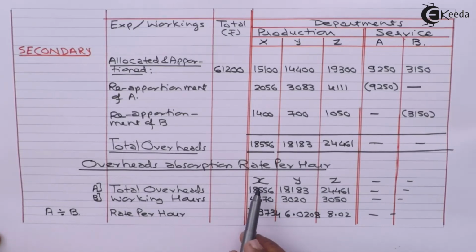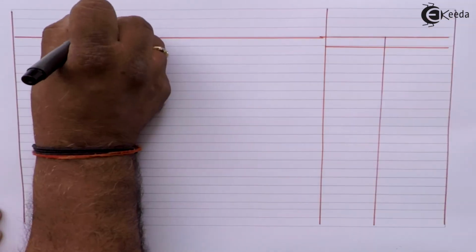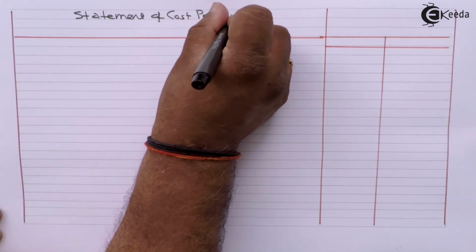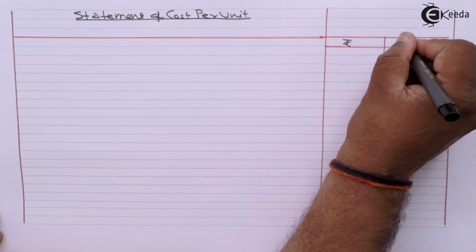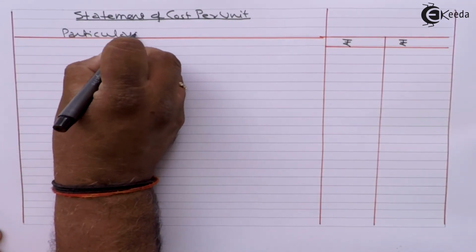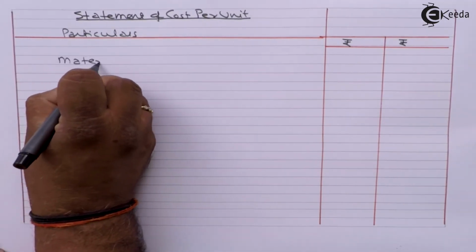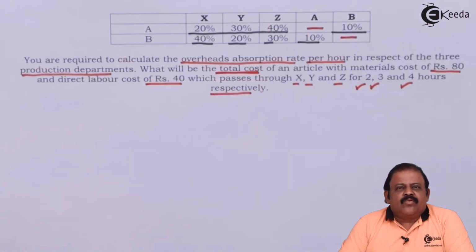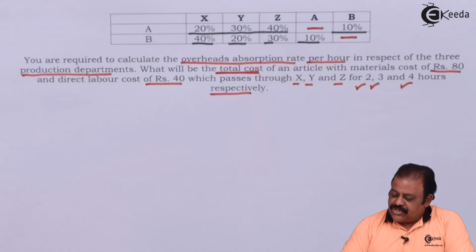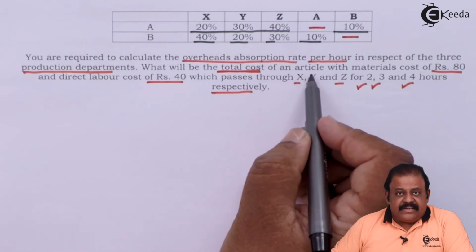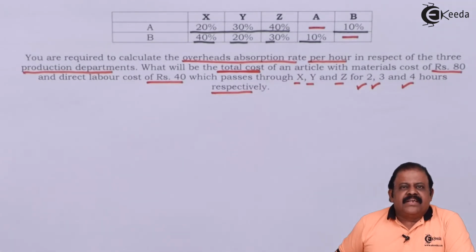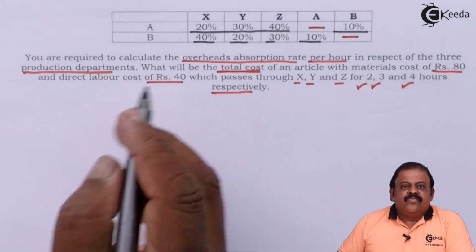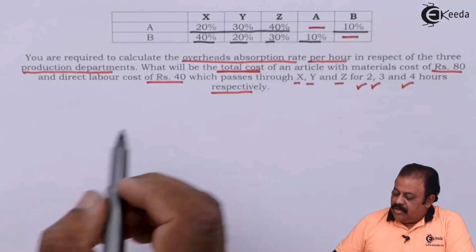We got rate per hour in case of department X, 3.9734. In case of Y, 6.0208. In case of Z, it is 8.02. Let us find out now cost per unit. We are required to calculate cost per unit. We have some information already in the question. What will be total cost of an article with material cost rupees 80? So material cost rupees 80 per unit is already given in the question, and direct labor cost rupees 40 per unit of article is also given.